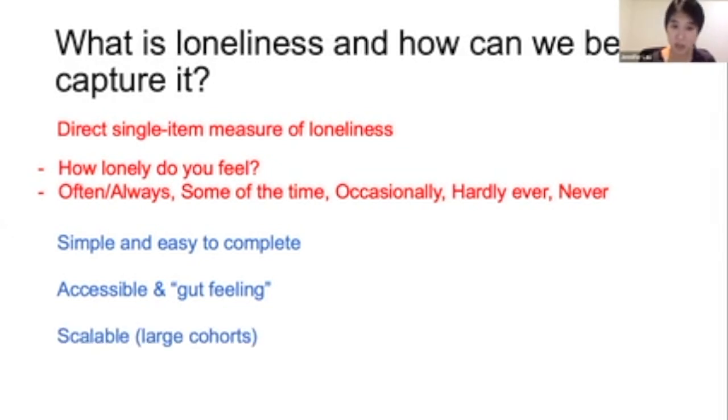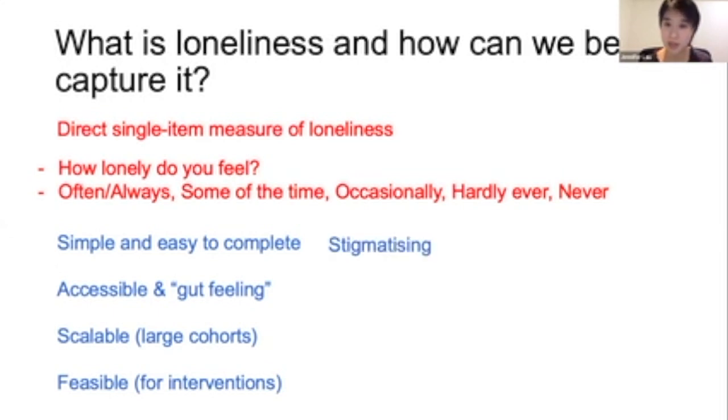It's scalable, so you can do this in large cohorts. The ONS data, for example, it was easy to do single cohorts and get large numbers for that. And also to track interventions, again, it's feasible, it's easy, it's practical, and so people are more likely to do it. So you can evaluate these interventions better. But there are also a number of limitations as well.